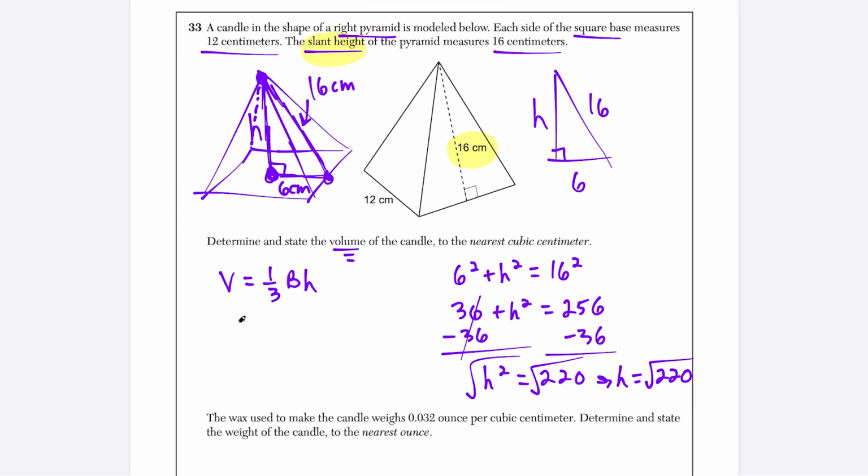So now from here, we're just going to plug in. We have the volume equals, and we're going to write 1/3. And remember, capital B is the area of the base. Okay, so this is the area of the base. But since we're dealing with a right pyramid with a square base, we're going to find the area of the base just taking the side length and squaring it. So we're going to do 12 times 12, or 12 squared. And then we're going to multiply that by the height, which is square root of 220.